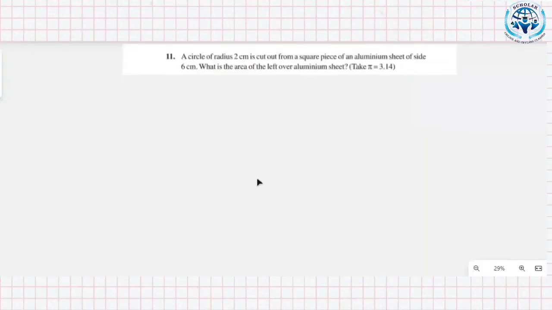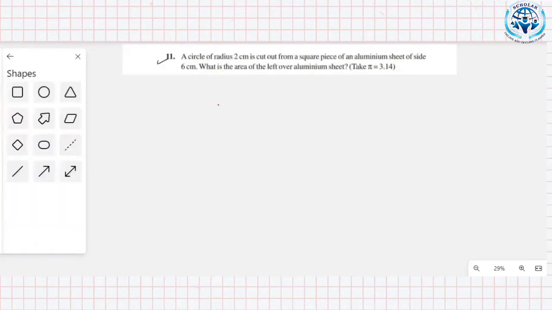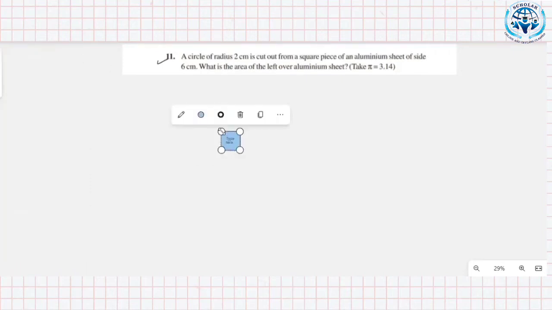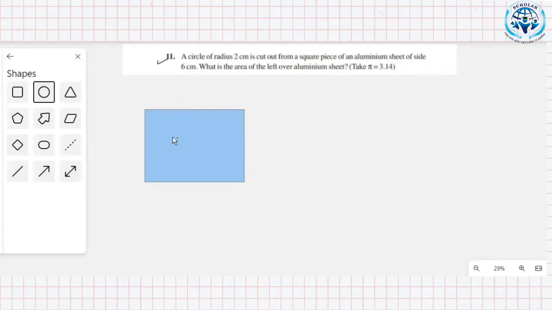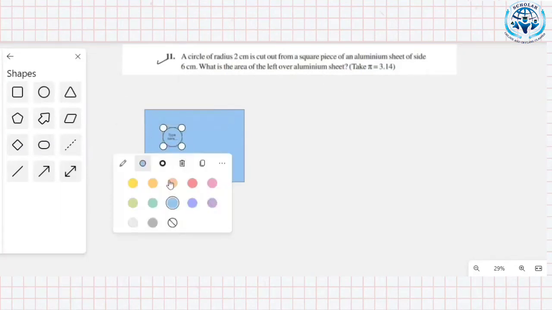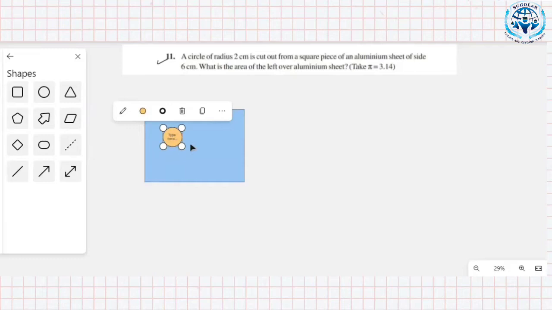Question number 11. A circle of radius 2 centimeter is cut out from a square piece of aluminium sheet of side 6 centimeter. What is the area of the leftover aluminium sheet? This is a square sheet, side 6 centimeter, circle is cut of 2 centimeter. We will find the area of both and subtract.